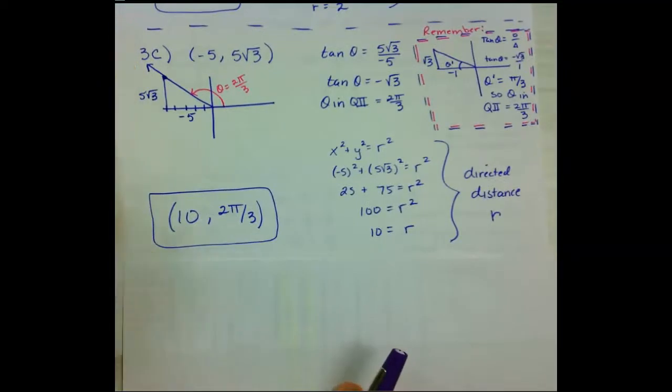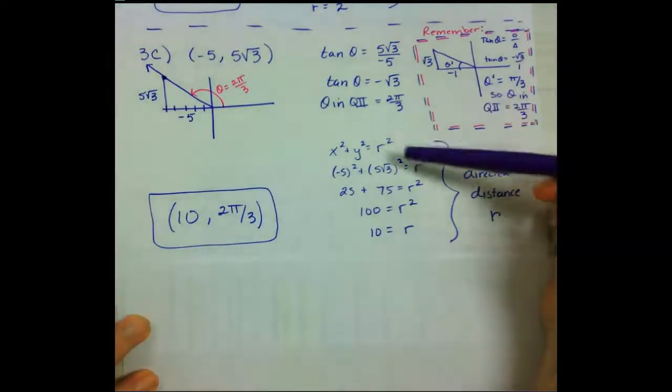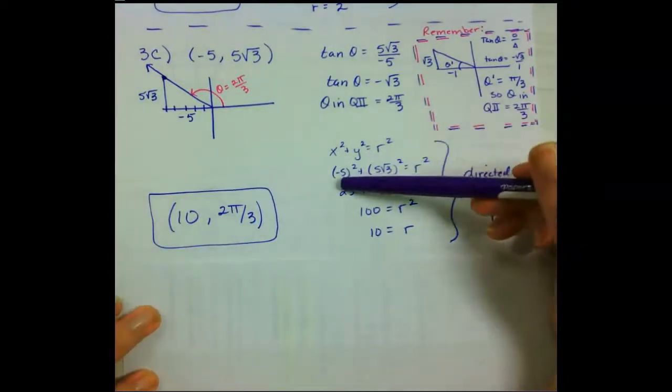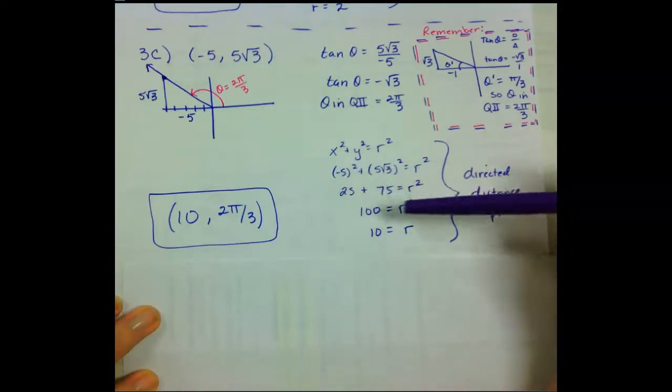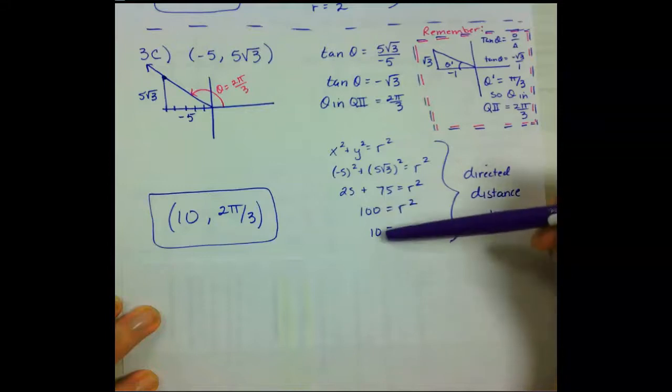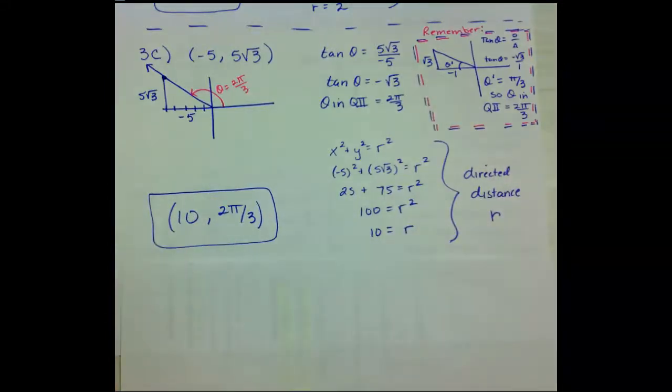All right, and then I use the circle formula to get the distance. So I do (-5) squared plus (5 root 3) squared, which gives me 25 and 75, which gives me 100 and a nice pretty square root of 10, and that's my directed distance. So you can see going back and forth with points, not a problem. Hopefully that was easy for you.